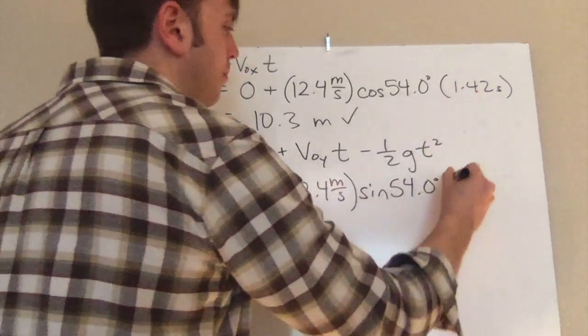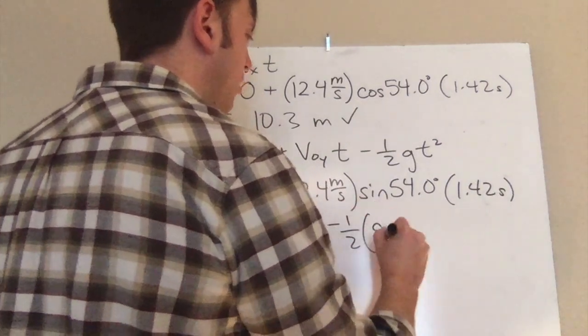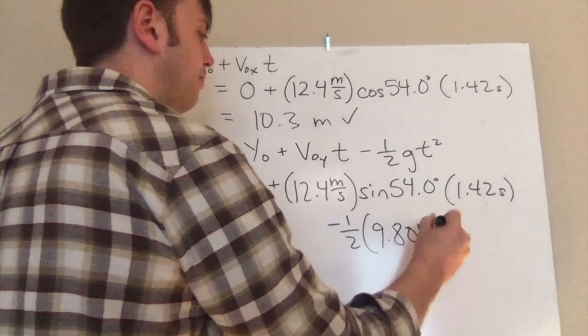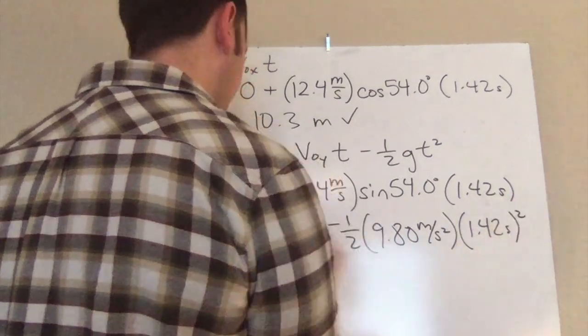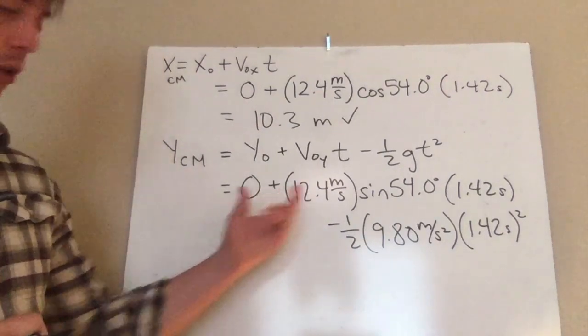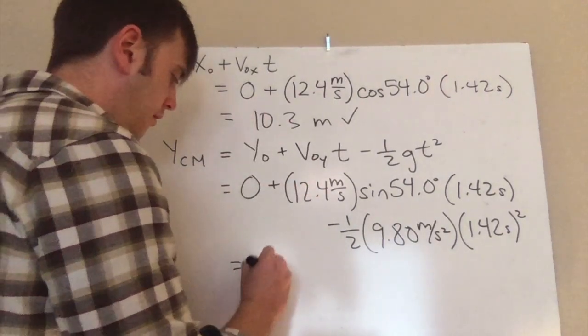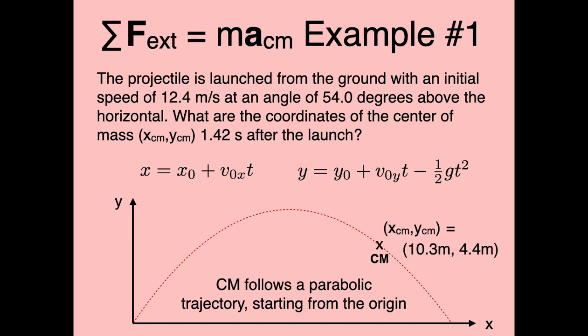Then multiply that by the time, 1.42 seconds, and then subtract a half times g, which is 9.8 meters per second squared, and then 1.42 seconds squared. Okay, so that's the calculation we need to get YCM. Now, what do we get? This turns out to be 4.4 meters when you make that calculation. And then when we do that, we find that those coordinates turn out to be 10.3 meters and 4.4 meters for x and y. So now we know where the center of mass of the system is.